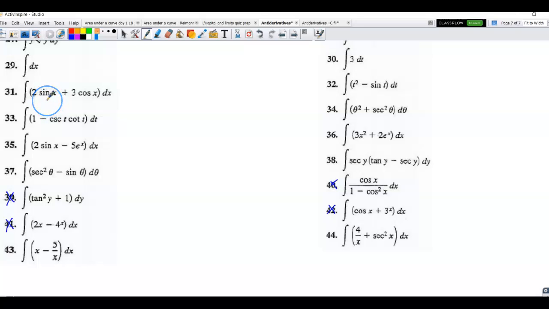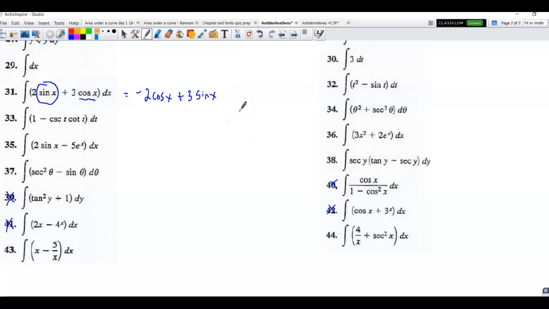Okay, so in number 31, we are reversing trigonometry. So now we have to think of our trig derivatives backwards. So think of it like this. What function has a derivative of sine? Well, the antiderivative of sine is negative cosine. So that's going to give me negative 2 cosine of x plus, and then we're thinking, what function has a derivative of cosine x? Well, the derivative of sine is cosine, so that gives me 3 sine x. So we're going backwards.